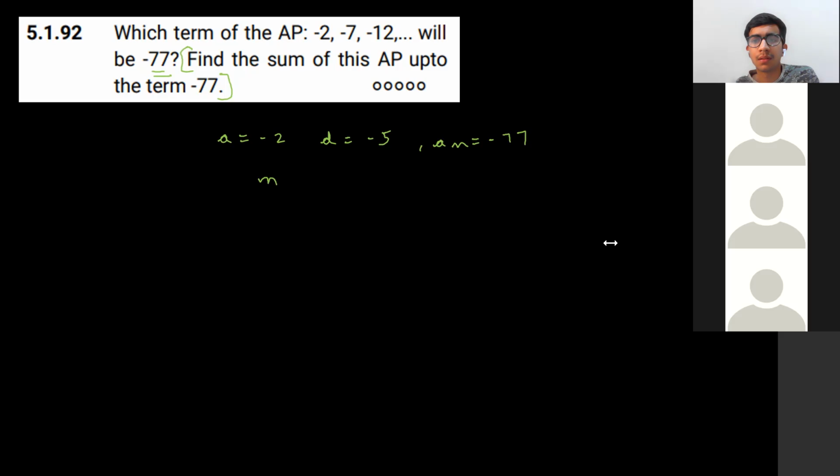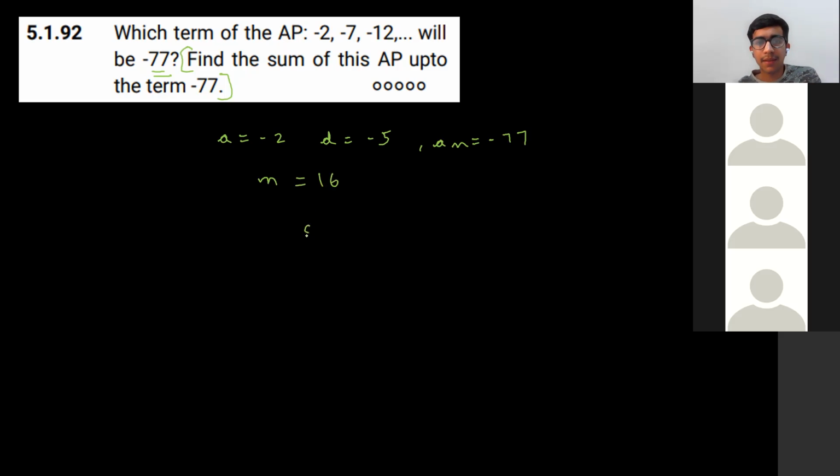16. 16. Okay, Raghav, I guess your answer is incorrect because minus 1027 is incorrect. Yeah, so n comes out to be 16.